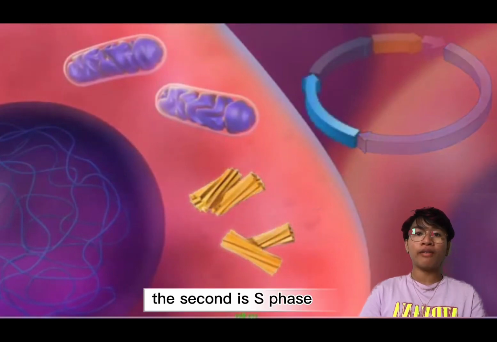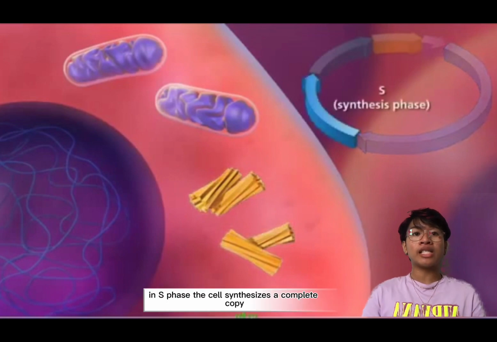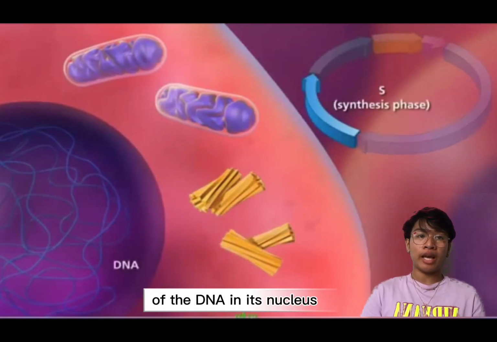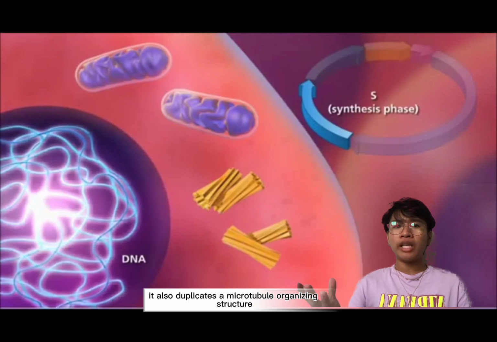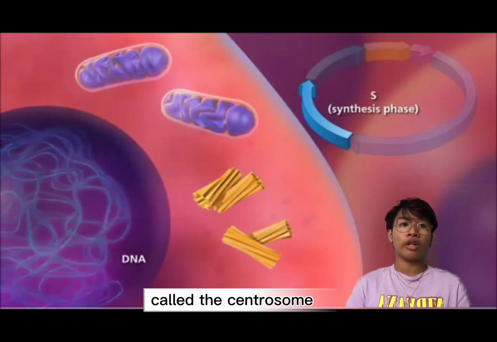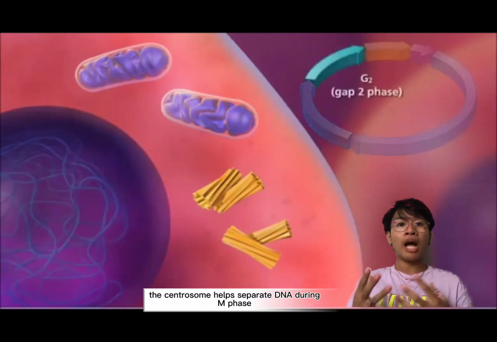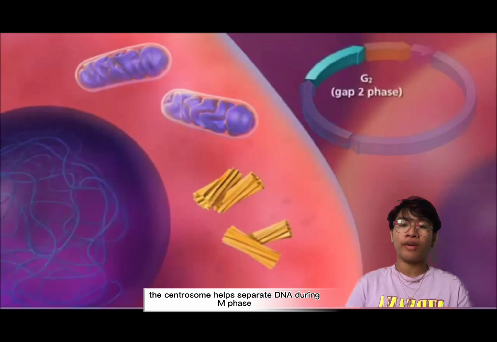The second is S phase. In S phase, the cell synthesizes a complete copy of the DNA in its nucleus. It also duplicates a microtubule organizing structure called the centrosome. The centrosome helps separate DNA during M phase.